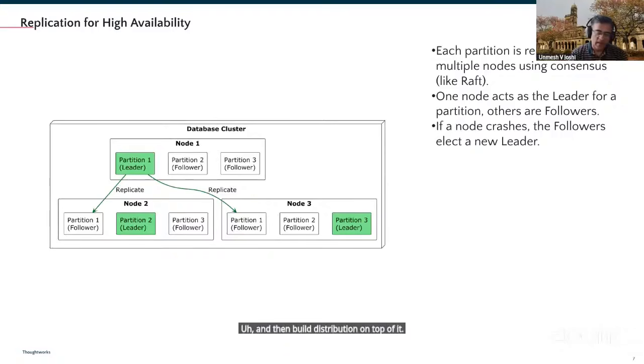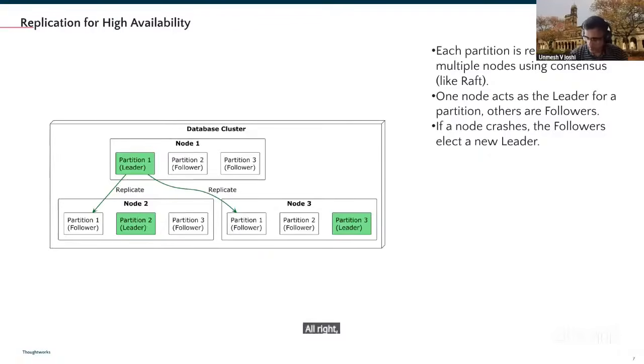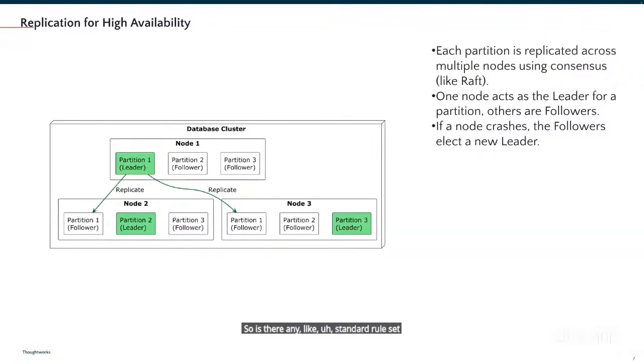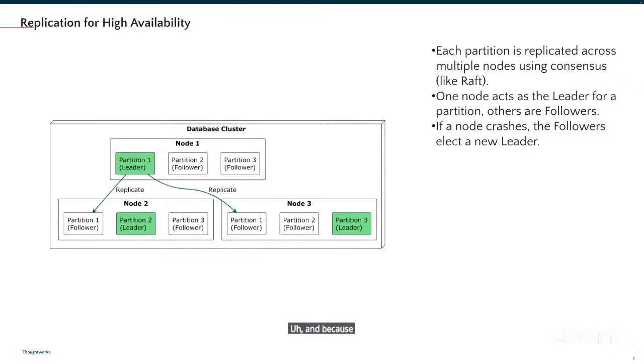Any attempt to do that... For example, let's say for a transaction, we say, hey, these are the ACID properties you have to provide. Is there any standard rule set that a database can be called a distributed database if it inherently supports it? Because partitioning and sharding, even MySQL also supports. So how do you segregate it? Like, okay, this is the level of minimum guarantee that it needs, something of that sort.